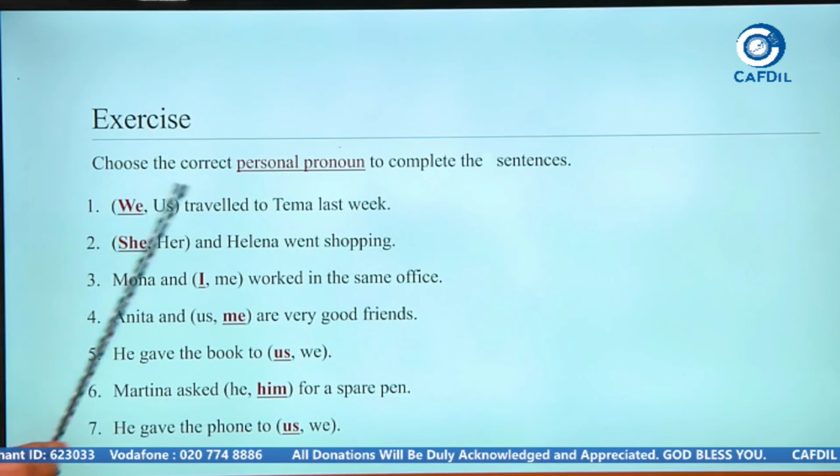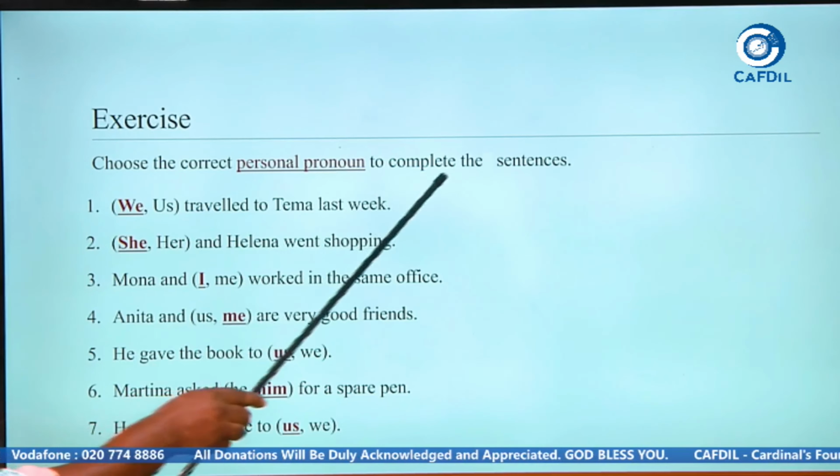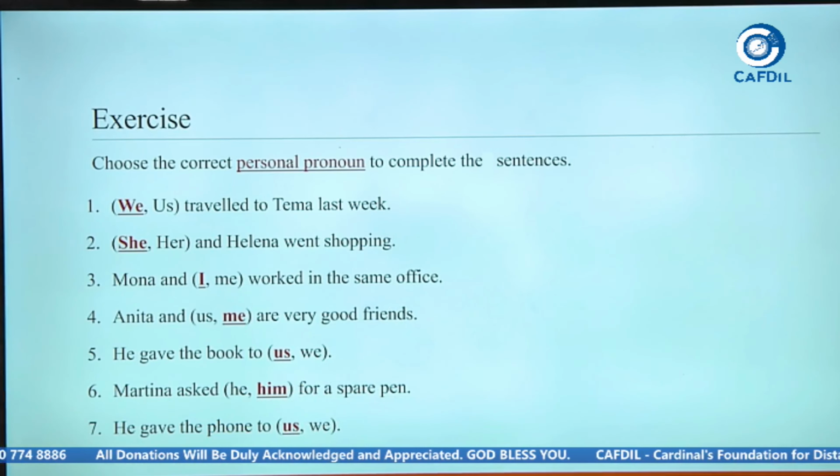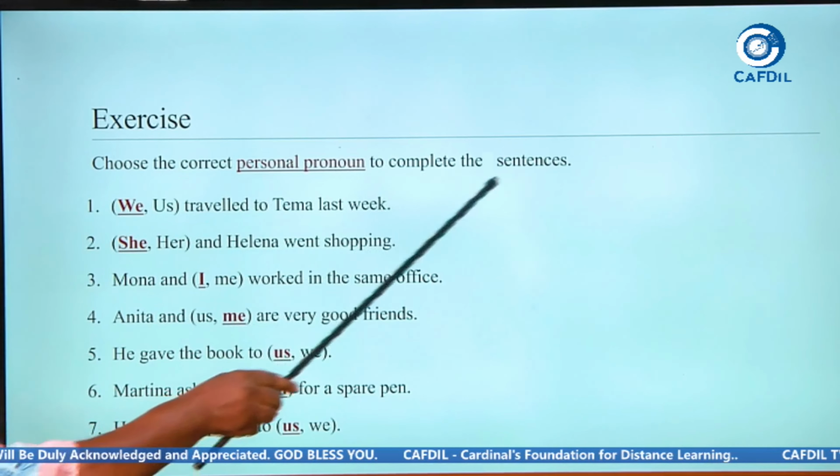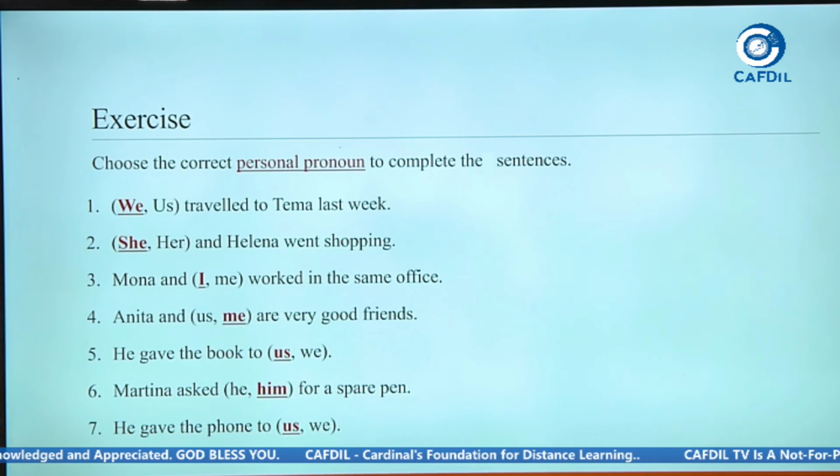Now, choose the correct personal pronouns to complete the sentences. Choose the correct personal pronoun to complete the sentences. Now, we are going to work hand in hand to see how best you've understood the lesson.